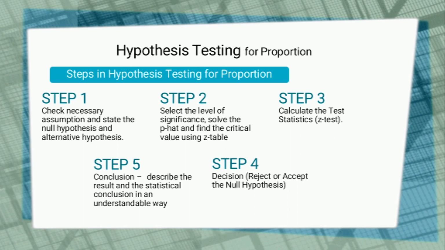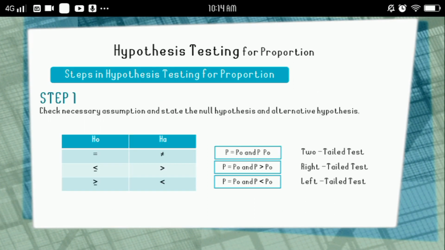So, syempre, para mas maintindihan nyo, isa-isa natin yung i-discuss. So, first, the step 1, check necessary assumption and state the null hypothesis and alternative hypothesis. So, sa given problem, makikita natin doon, hahanapin natin yung null hypothesis and yung alternative hypothesis. Then, titingnan natin kung saan dito yon. So, malalaman niyo yung mamaya. Dito tayo magbabasa sa alternative hypothesis kung anong tailed test yung gagamitin natin.